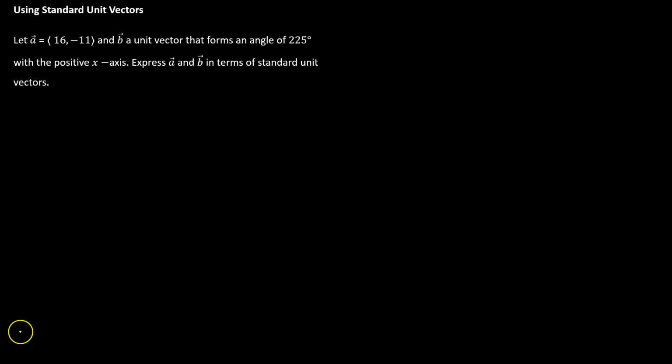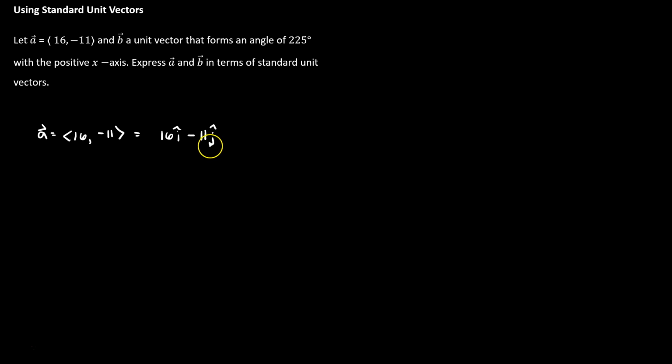Let's get a little more practice using these standard unit vectors. We're given a vector A, and then we're also given the description for a vector B. We're asked to express A and B in terms of standard unit vectors. So let's start off with A. The vector A has components 16 and -11. This is the easy one, right? Just use those components as coefficients on the i and j unit vectors. Now, if j has a negative component to it, we don't have to write plus -11 j hat. We can just write -11 j hat, and we're done.